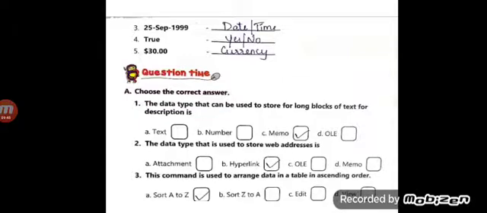Choose the correct answer. First, the data type that can be used to store long blocks of text or for description is memo. That data type is memo. The data type that is used to store web addresses is hyperlink. This command is used to arrange data in a table in ascending order. Ascending order means A to Z, right? Z to A will be descending. So the answer will be A to Z.